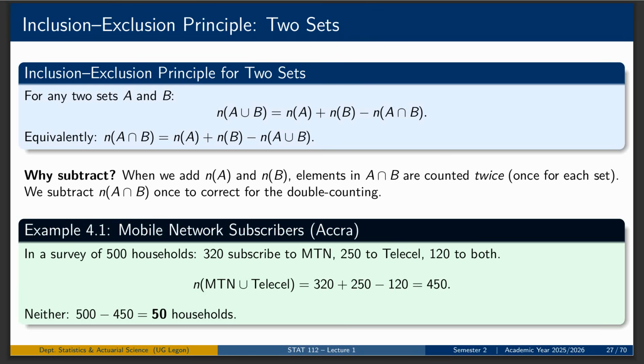320, okay, plus 250, minus the intersection, right? Those who use both, right? 120, so 450. Okay. So neither, if they do not use any of them, then it will be what? 500 minus 450. So this may be those using what? Airtel, Tigo, and so forth.